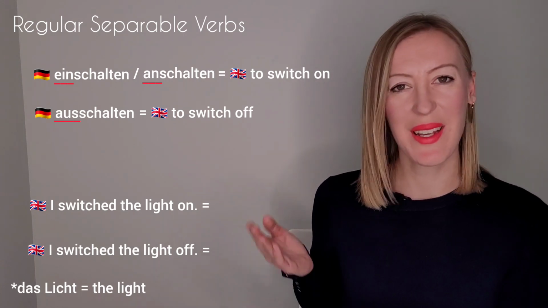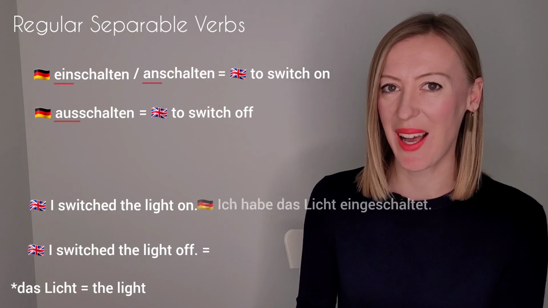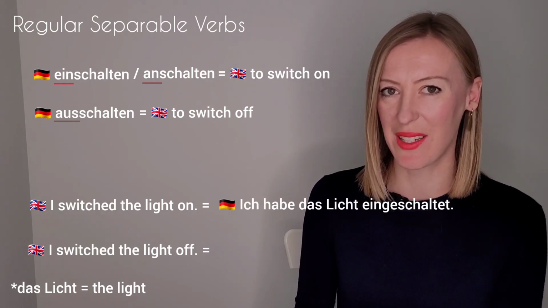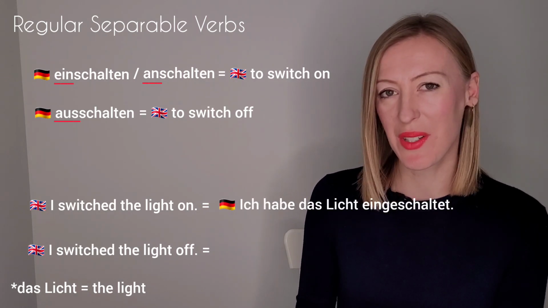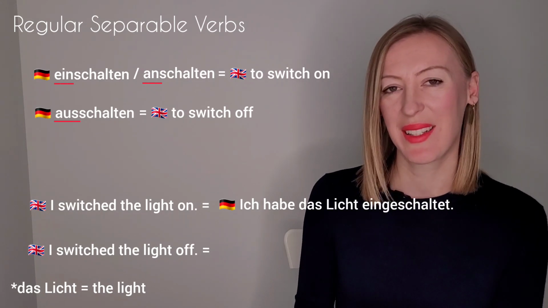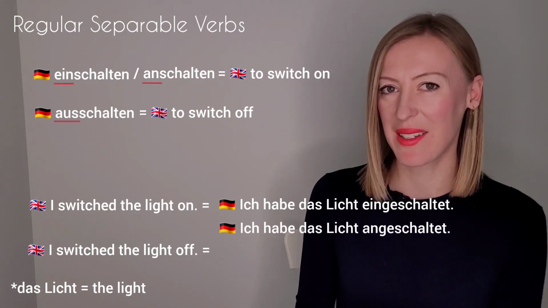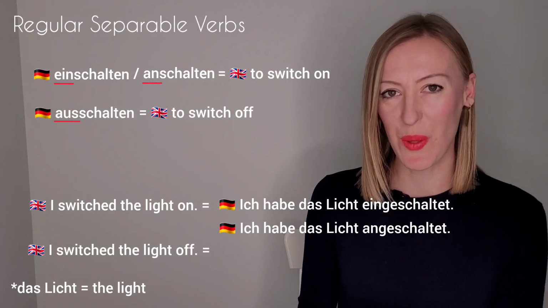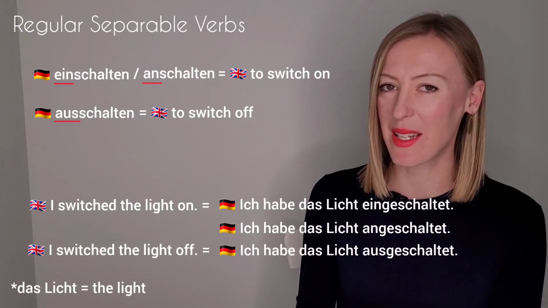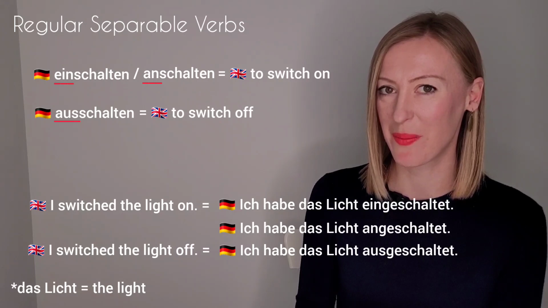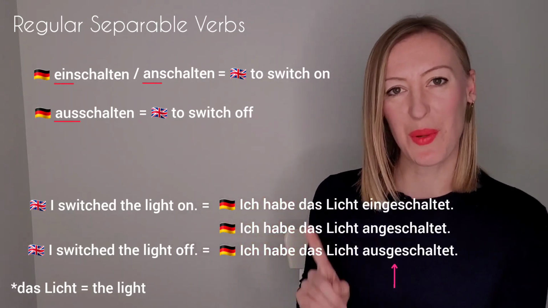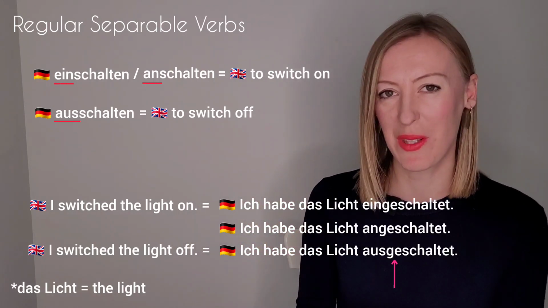I turned on the light, or I switched on the light. Ich habe das Licht eingeschaltet. Or if you wanted to use the verb anschalten, then ich habe das Licht angeschaltet. And I switched off the light. Ich habe das Licht ausgeschaltet. So the ge is between the prefix and the rest of the verb.